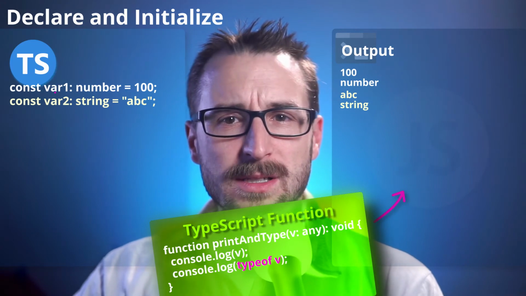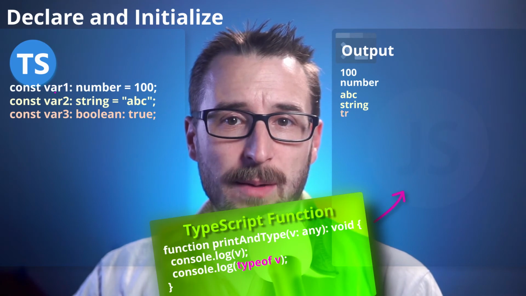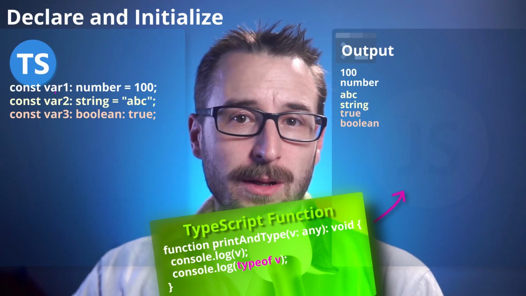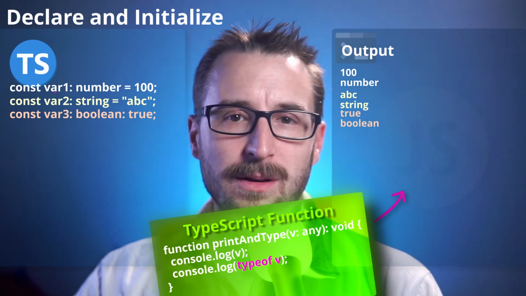The third variable is of type Boolean. Also, the relationship is direct from TypeScript to JavaScript with a type Boolean. Again, typeof returns the same value, Boolean.